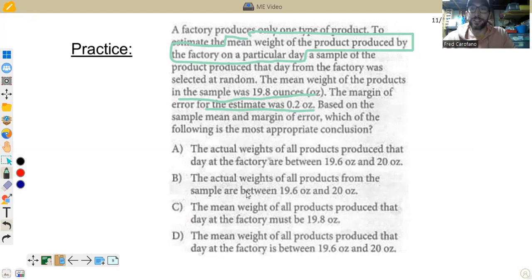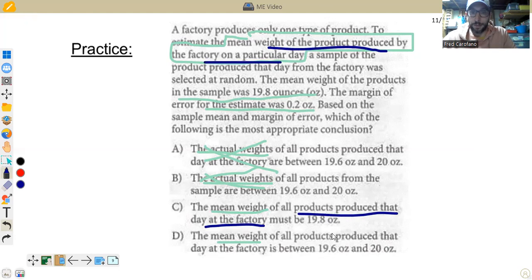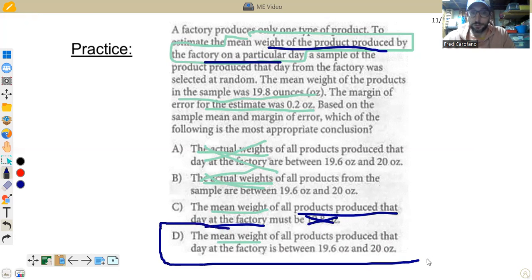We see the same distinct thing we saw in the last question. We're not talking about actual weights, so these are out. We're talking about mean weights and mean weights. But again, when we're talking about all products at the factory, that's our population right here. For a population, we don't use the sample number because of sampling variability; we need to use the interval. So again, we're going to choose D.